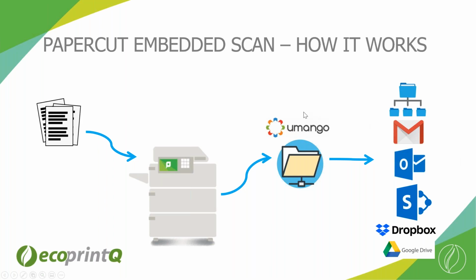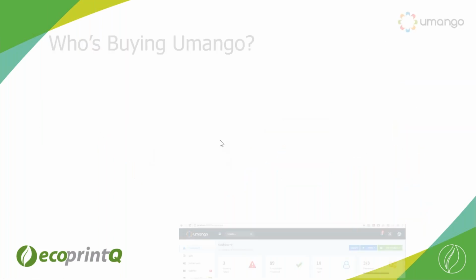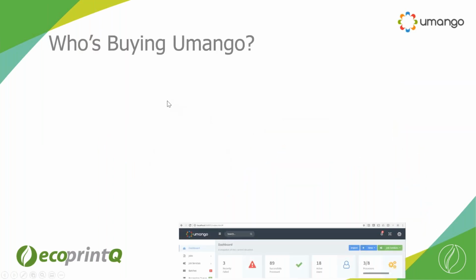And these could be document management systems or just cloud hosted systems or on-prem. And Umango is able to effectively route it and get us there. Now with who's buying Umango and what's going on with all of this market space, there's a lot of verticals that you can play into as well as horizontals.